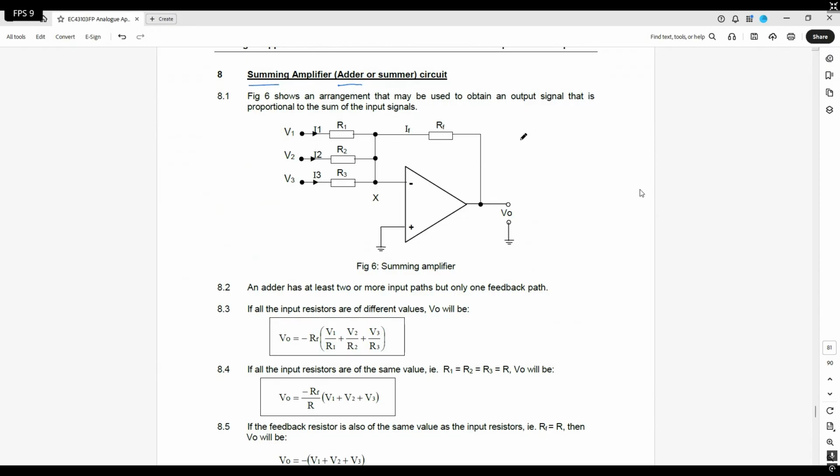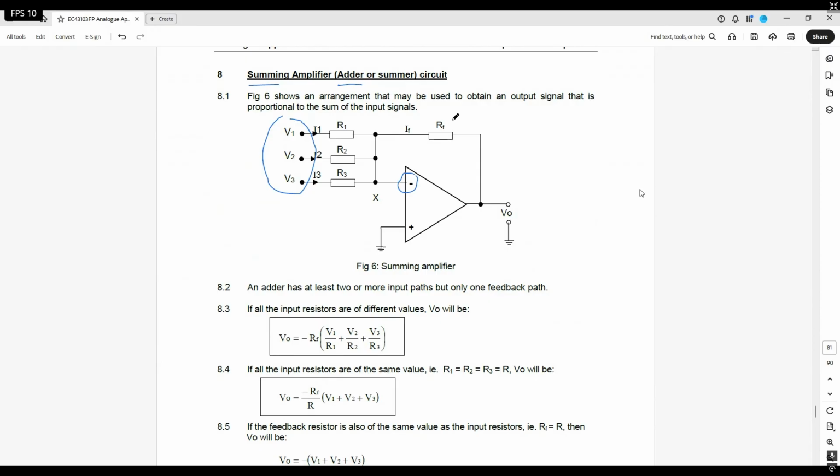So okay, first before we start, this is how the summing amplifier looks, in terms of the connection. First thing, identify again where all the inputs are going to. Positive or negative? You realize it's going to the negative input of the op-amp. The positive is going to ground.